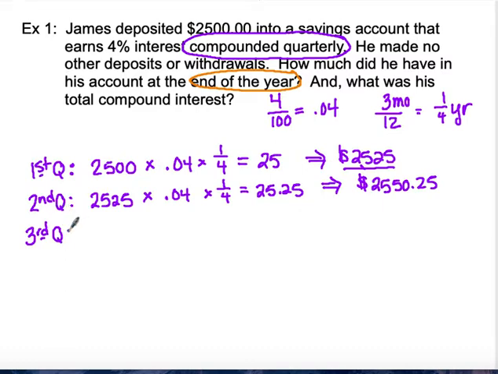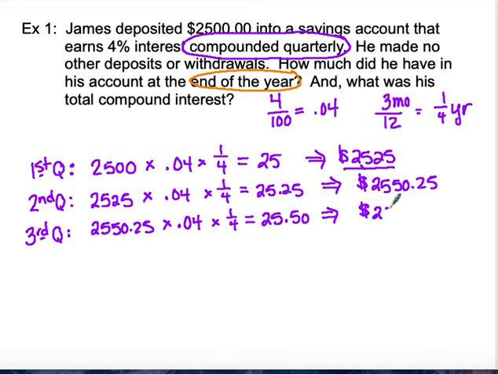So in our third quarter, we start now with $2,550.25. We're going to multiply our interest rate, and we're going to do that for another quarter. That's going to give us interest of $25.50, bringing our amount at the end of quarter 3 to be $2,575.75. So we have to repeat this one last time to calculate through our fourth quarter. That'll take us right to the end of the year.